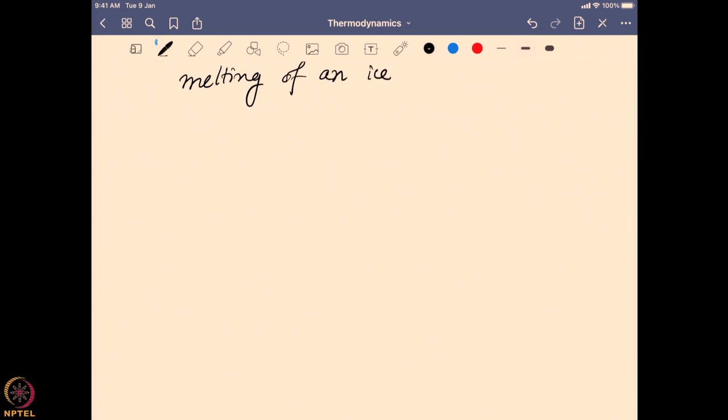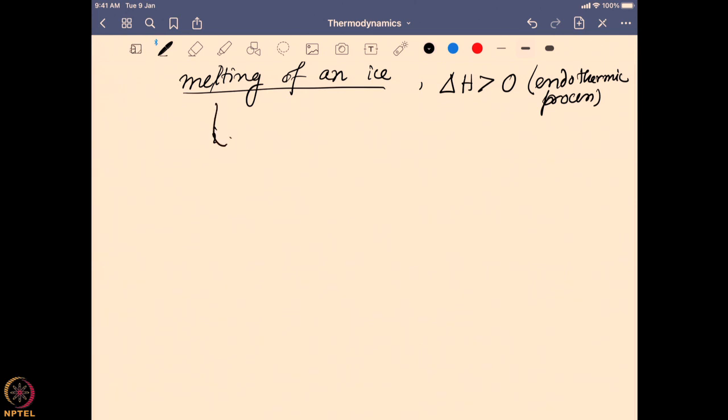In the melting of a piece of ice, if we look into the change of enthalpy, delta H is greater than 0. This means it is an endothermic process. And if you keep a piece of ice at a particular temperature, you can easily see the ice generally melts. So the melting of ice is generally a spontaneous process.